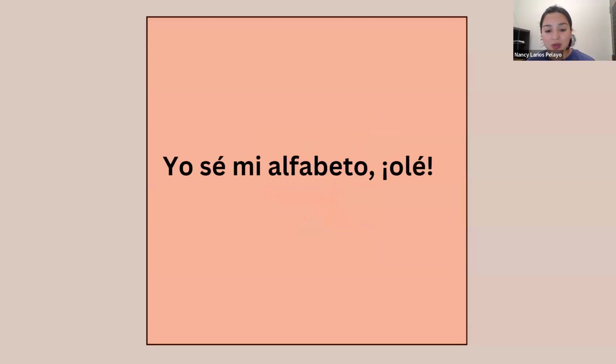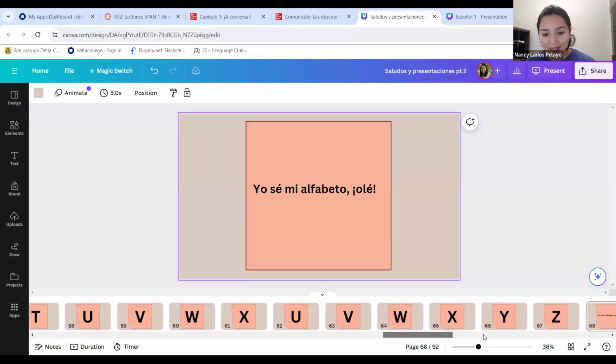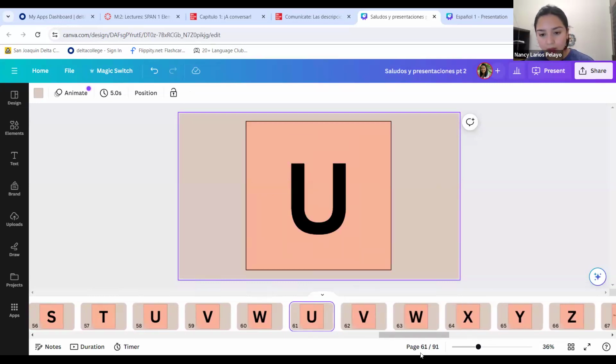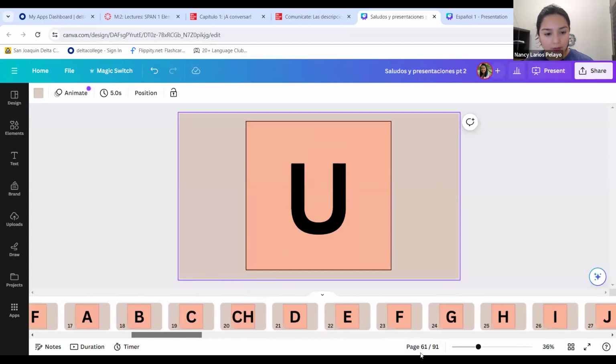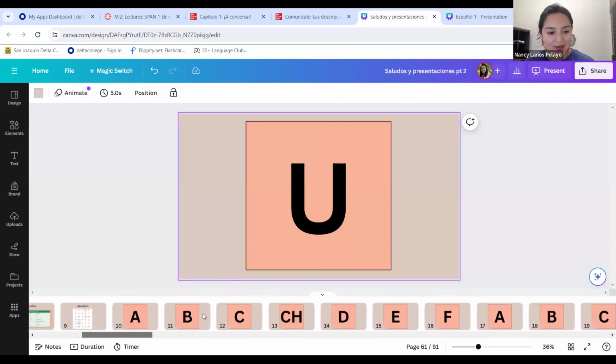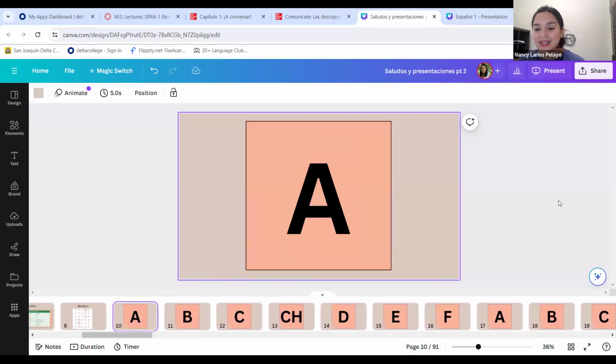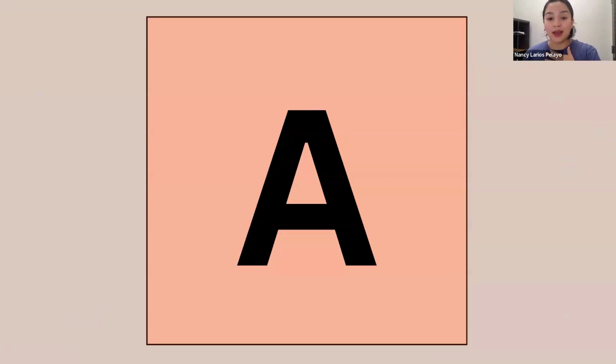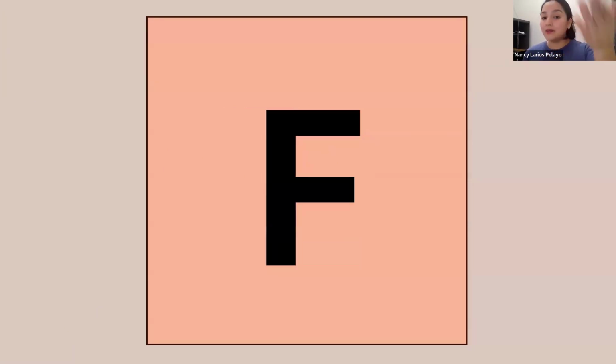Ole! All right. So we're going to do that one more time and see if you can do that. ¿Están listos? Are you all ready? Así que vamos a cantar el abecedario. Okay, so again, when I go like this, I'm reading it. When I go like this, that means you are singing it.